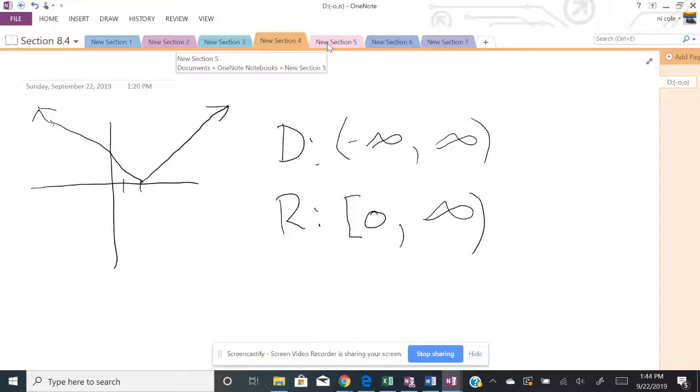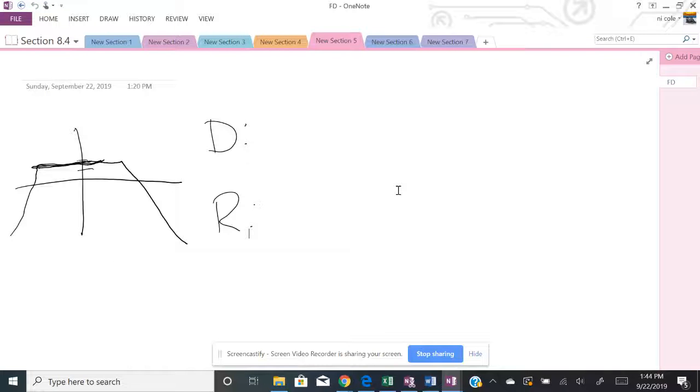All right, let's look at another graph. Okay, domain again is your x values. So how far to the left? There should be little arrows on the graph, which I didn't put. Okay, how far does this go over to the left? Well, that goes on forever. It goes to negative infinity.